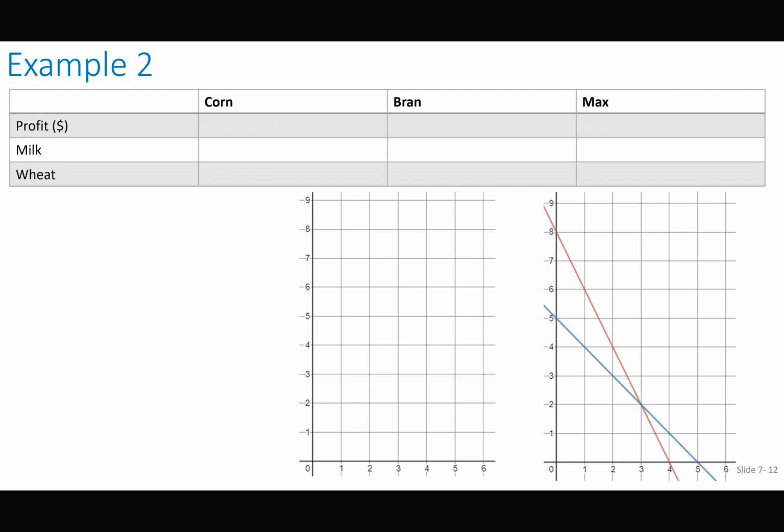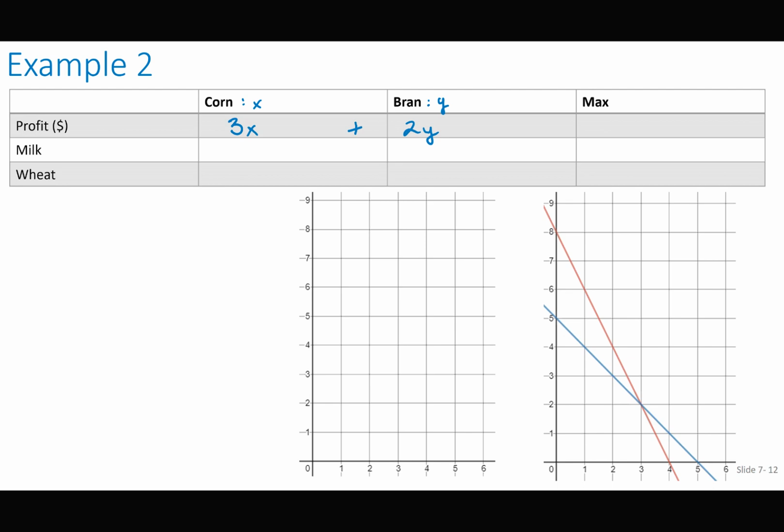But it said in the setup that he makes $3 profit per tray of corn muffins. So 3x, because I labeled corn as my x, bran as my y. Makes $3 per tray of corn, $2 per tray of bran. Right there, that's our objective function, 3x plus 2y.